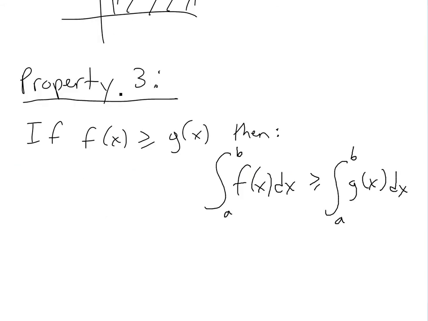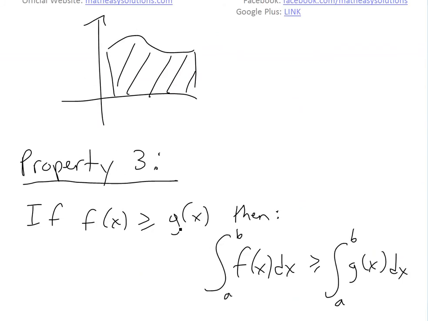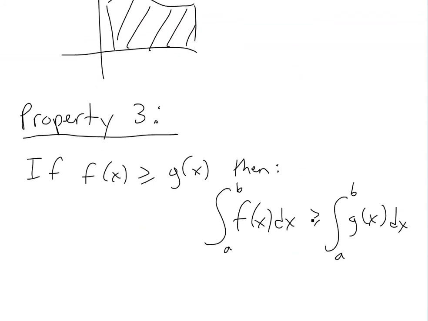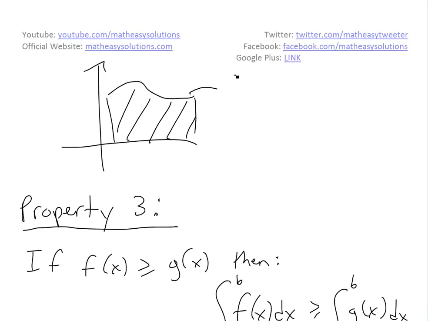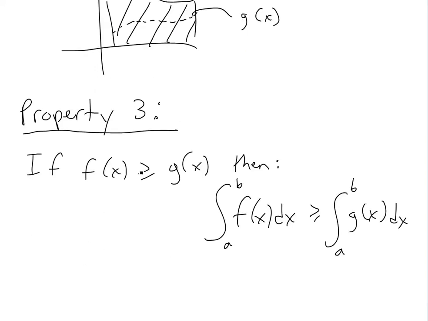Okay, now property 3 states that if f of x is greater than or equal to g of x, then the integral of f of x has to be greater than or equal to the integral of g of x. This is pretty straightforward: if this is f of x, and it's always greater than or equal to g of x, and g of x would be something like this, then g is never greater than it, so the integral, which is the area under it, has to be less than the one above.